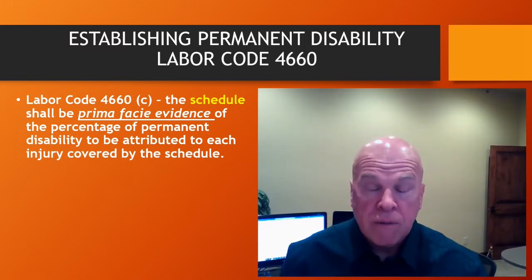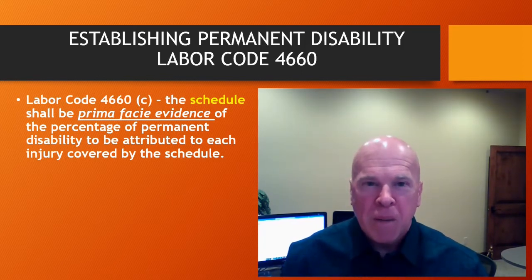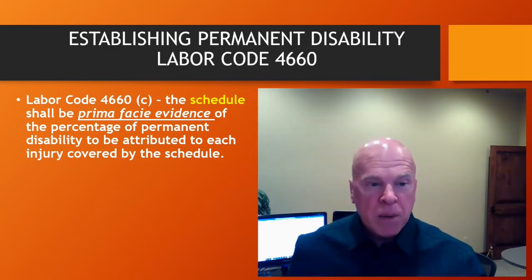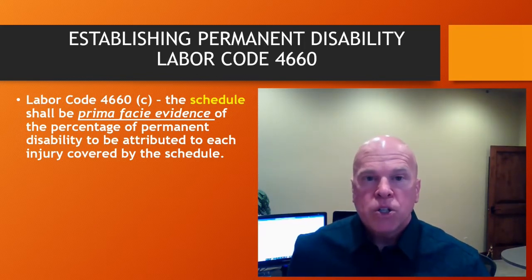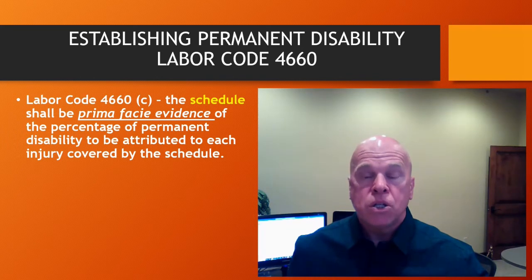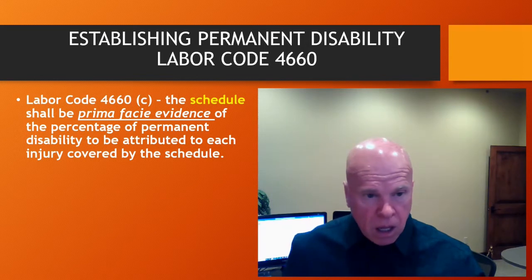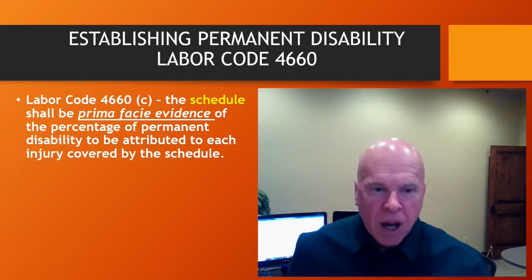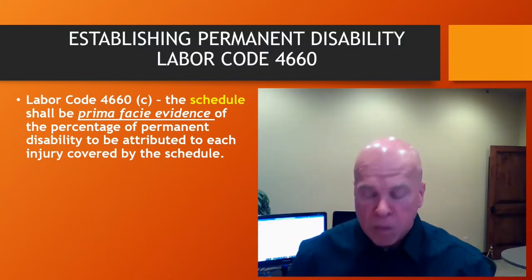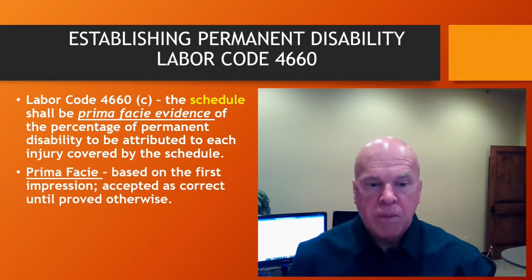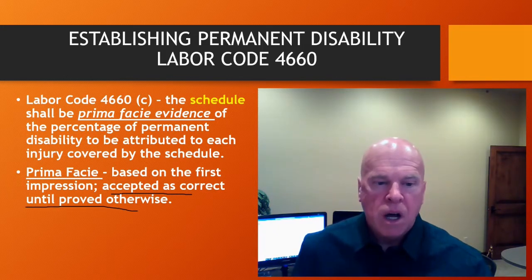So the conservative stranglehold on permanent impairment ratings tightens further under Labor Code Section 4660C, which tells us that the schedule, which takes into account age, occupation, and the nature of the physical injury or disfigurement, the schedule shall be prima facie evidence of the permanent impairment or permanent disability to be attributed to each injury covered by the schedule. Now, prima facie means that it's accepted as correct until proven otherwise.